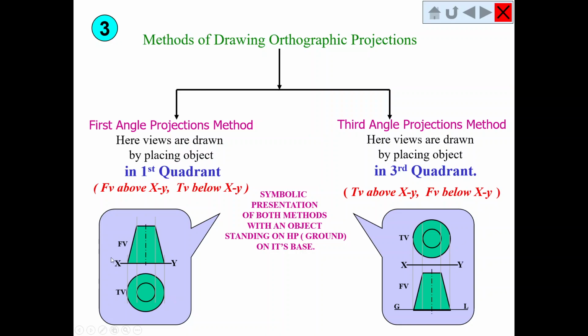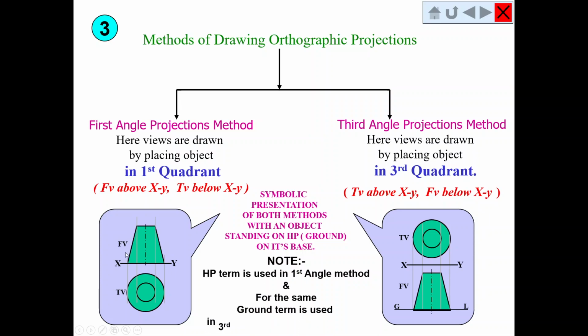This is the pictorial symbol of first angle of projection and this is the third angle of projection. As you can see, in first angle of projection, the front view lies above the xy line and the top view below the xy line, but that is exactly opposite in third angle of projection. The front view lies below the xy line and the top view lies above the xy line. So in terms of drawing they are totally opposite.